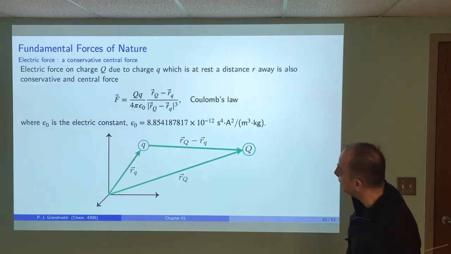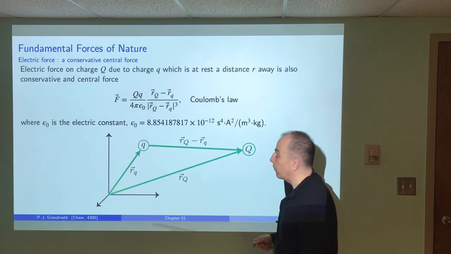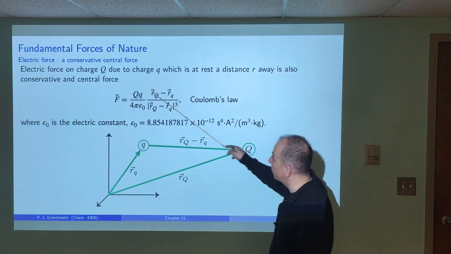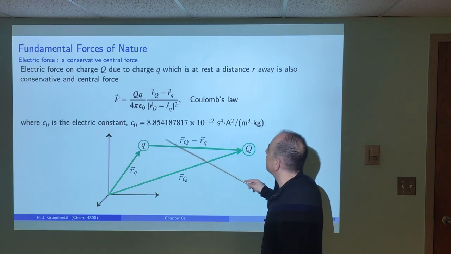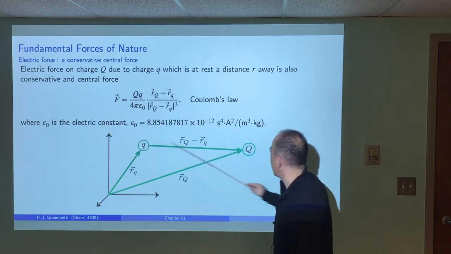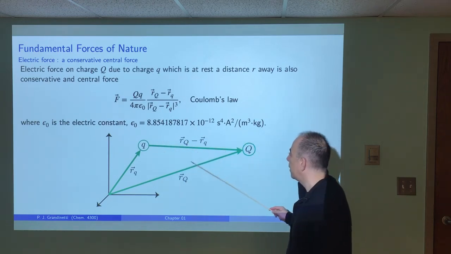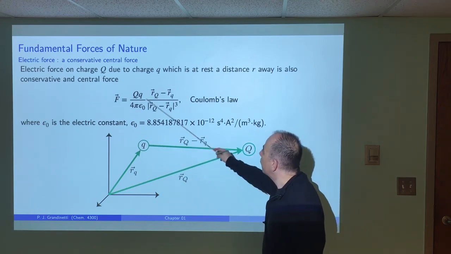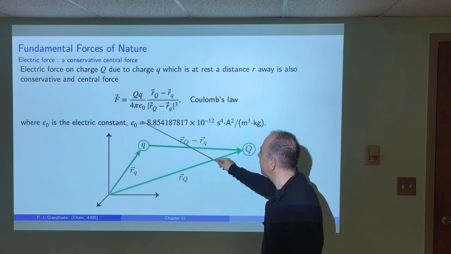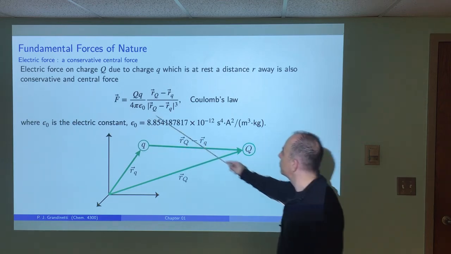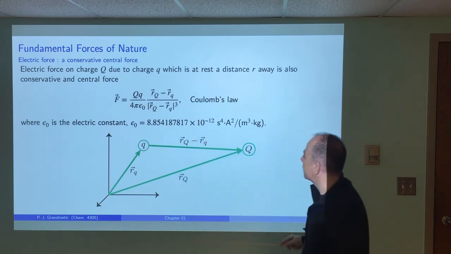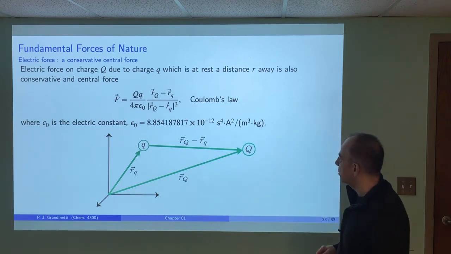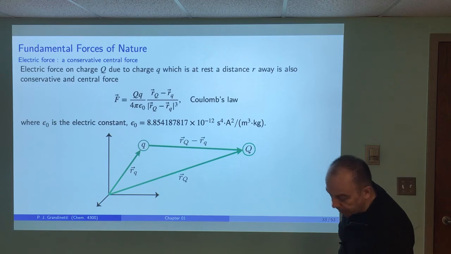Now, another force that we're going to be dealing with often in this class is Coulomb's law, and this is also a conservative central force. This is a force between two charges, and it can be either attractive or repulsive. The force is given by this expression here. Little q and large Q are the two charges here, and these are the distance vectors for those two charges. And this is Coulomb's law.